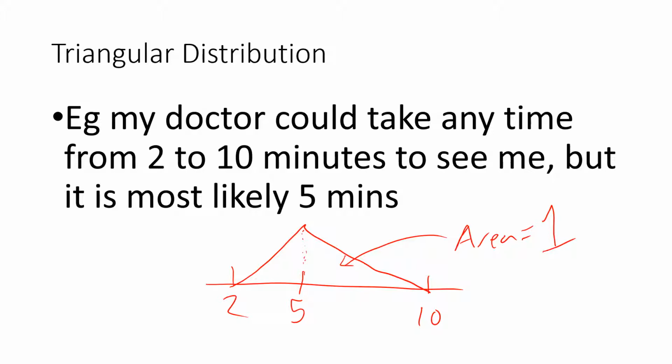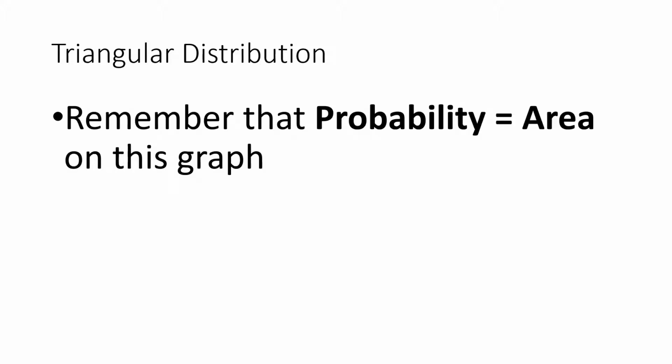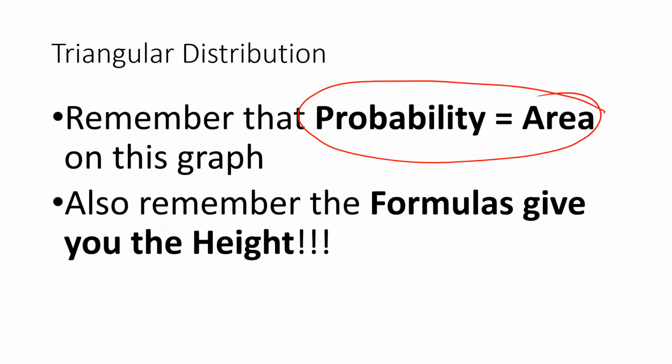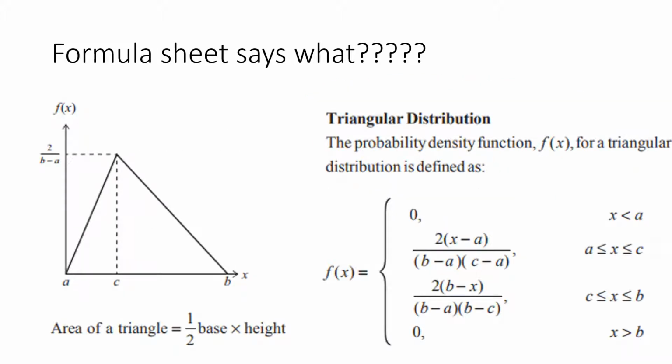Now, you could do this without your formula sheet, but they're going to give you one anyway, so let's use it. So just remember this: probability equals area on my graph. That is the most important thing to remember. Now, your formulas are not going to give you the area, so your formulas don't give you the answer. The formulas give you the height, okay? The formulas give you the height. So formula sheet says what? Okay, let's have a look.